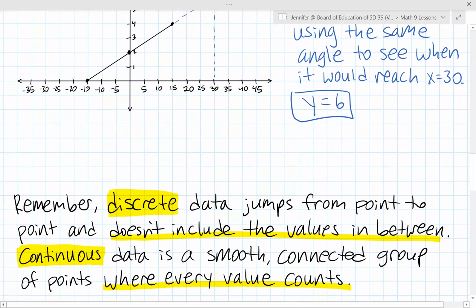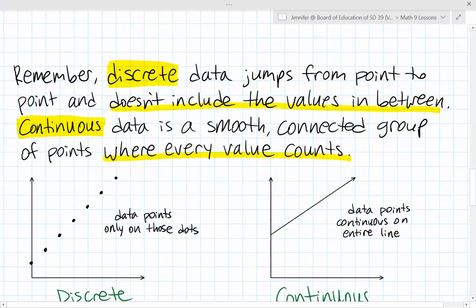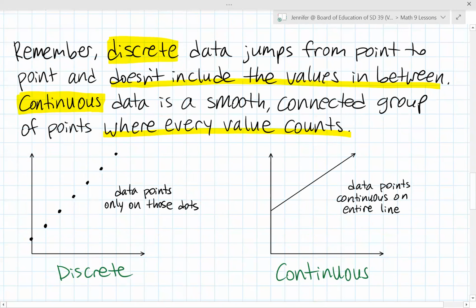Bringing back what we talked about last lesson, discrete data versus continuous data. Remember, discrete data jumps from point to point and does not include the values in between them. Whereas continuous data, you can think of it as a smooth, connected group of points where every single value in between counts. What this looks like on a graph is this. A continuous line or a continuous graph is exactly that. It's a line that continues, all of the points are included. Every single data point on that line is counted.